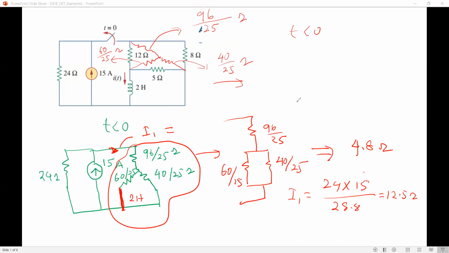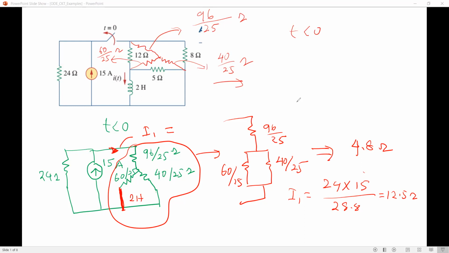Okay, then you try to understand the problem. This is a problem from Sadiku's book, very simple. The problem description is: at time t equal to 0, the switch is opened. Before opening, the switch was closed for a long time, your circuit contains an inductor, and it was at steady state. You have been asked to calculate the current flowing through the inductor i(t) for time t greater than 0.